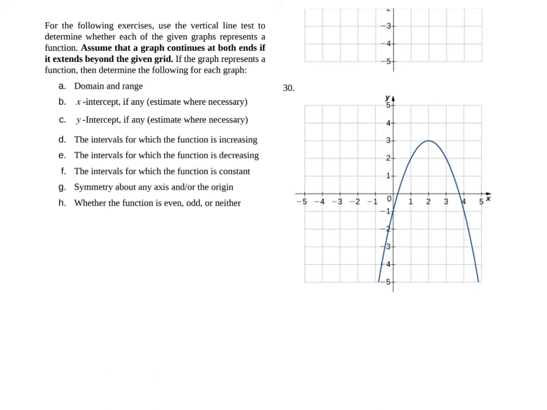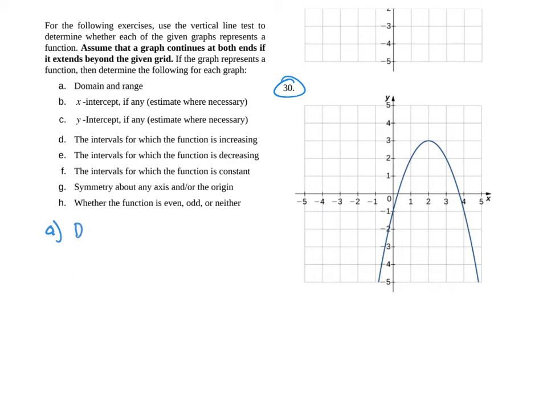In the next set of problems, we're just going to be reviewing some other aspects or characteristics of the graphs of functions. So you'll have to answer A through H for each of the graphs that you're investigating. Here I'm going to take a look at number 30. You can see it's a parabola, it's opening downward. And then we're just going to go through and answer the questions for these. So for letter A, we know this is a quadratic function just based on what we see here.